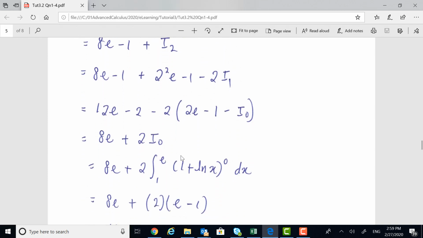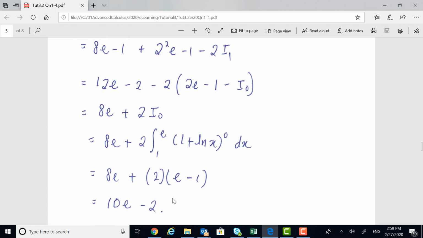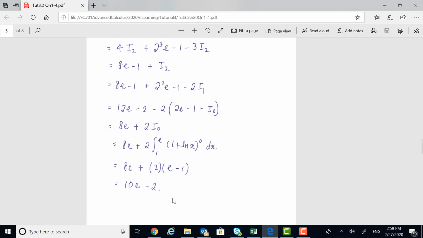I_0 meaning this. Now I've deliberately written it as power 0 here to tell you that this is actually I_0. But if you look carefully, this is actually just 1. Integrating 1 in an integral like this is just e minus 1, the upper limit minus lower limit. And then tidy up to be just 10e minus 2. And this is your question 3, the later part of question 3.